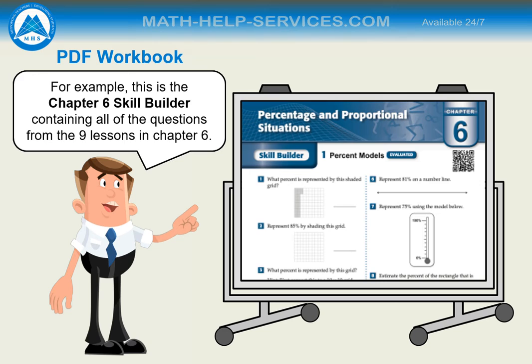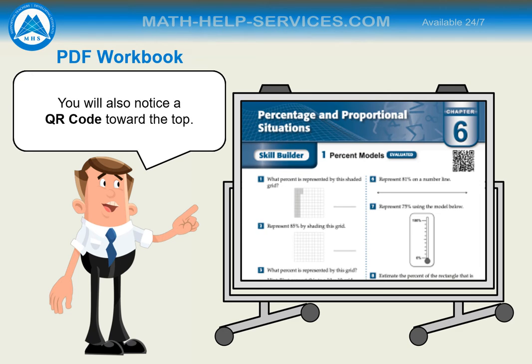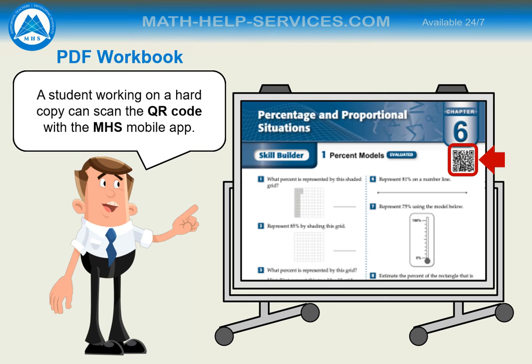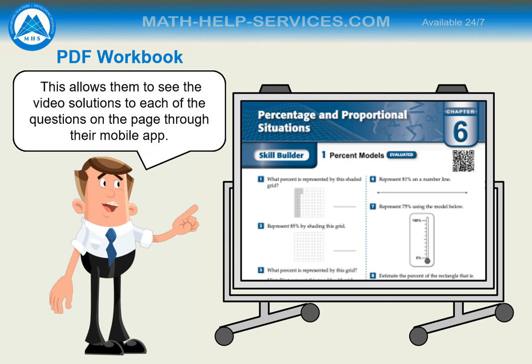For example, this is the Chapter 6 Skill Builder containing all of the questions from the 9 lessons in Chapter 6. You will also notice a QR code toward the top. A student working on a hard copy can scan the QR code with the MHS mobile app. This allows them to see the video solutions to each of the questions on the page through their mobile app.